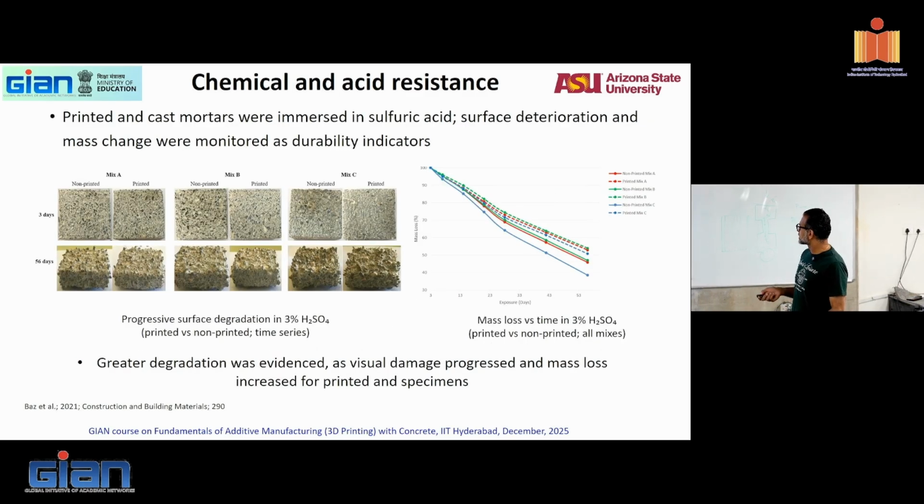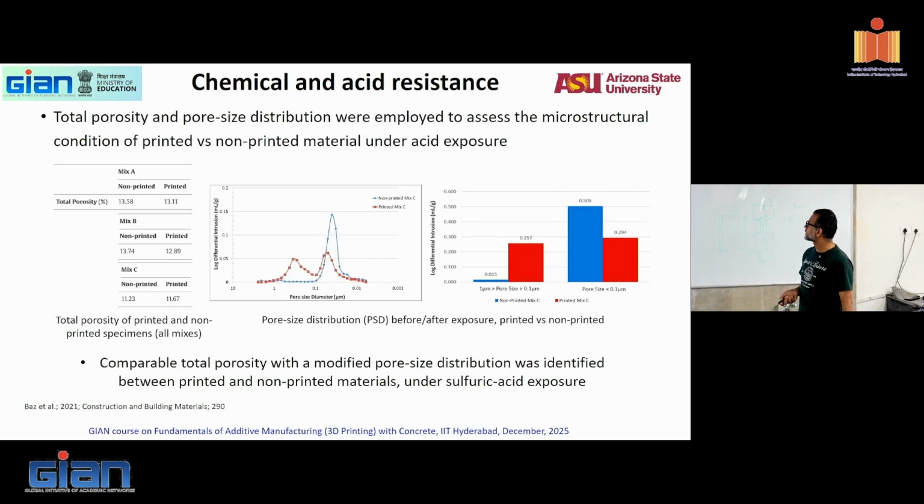Chemical and acid resistance, again, people have done this on 3D printed concrete. You could have done it anywhere. It's exactly the same mechanism where they immersed printed and cast mortars in sulfuric acid. Surface deterioration and mass change were noticed, again to show that there is deterioration. The interface will accelerate it a little bit more because penetration of acid will be faster through the interface. Same ideas that we talked about; the behavior, whether it's normal concrete or 3D printed concrete, is not very different.